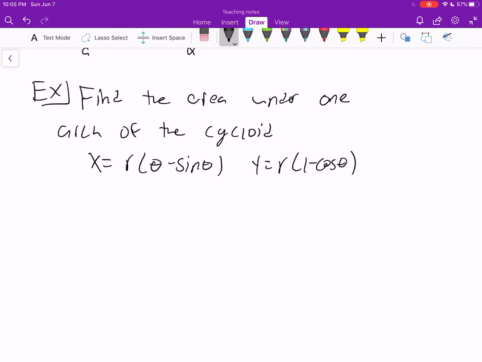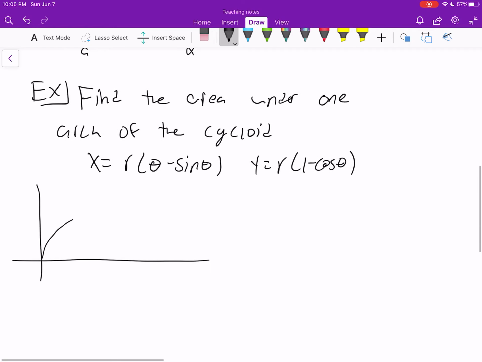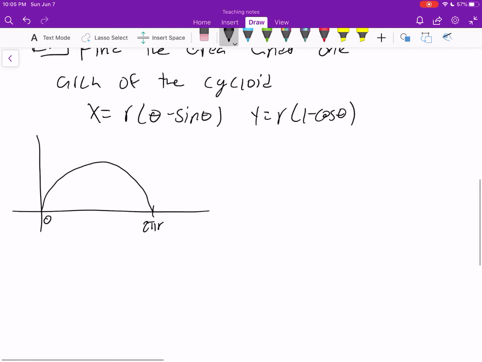Okay, so what you should remember from the cycloid is that under one arch, this starts at 0 and this is at 2 pi times the radius. So one arch goes from 0 to 2 pi r. So then my area is going to be given by the integral from 0 to 2 pi r of y dx.